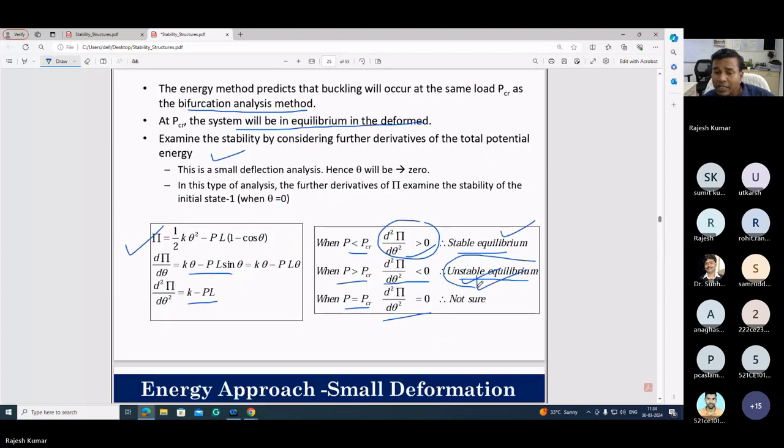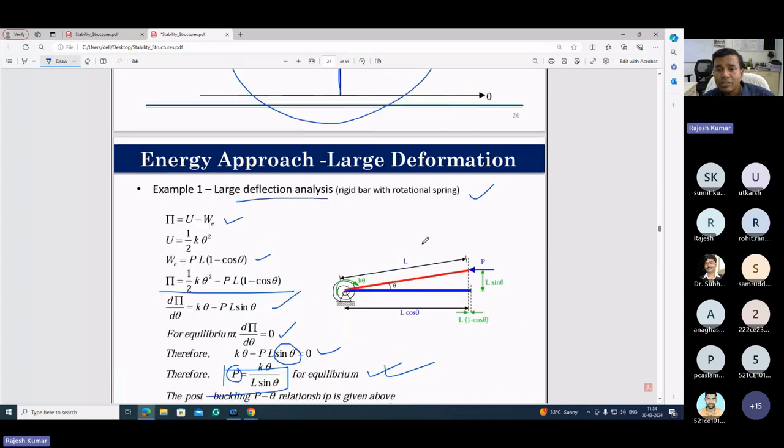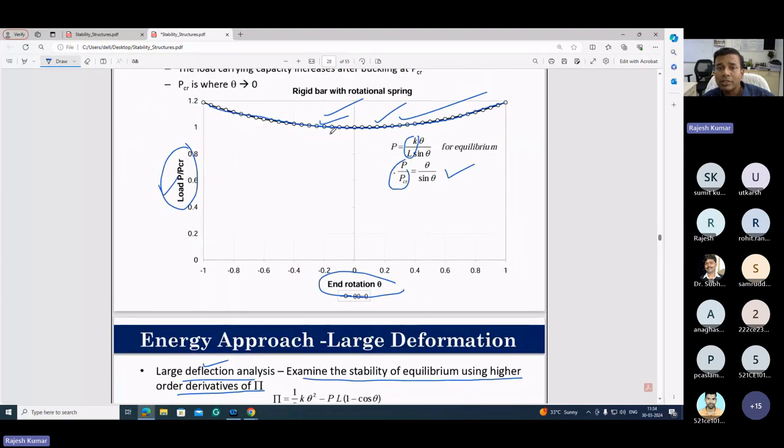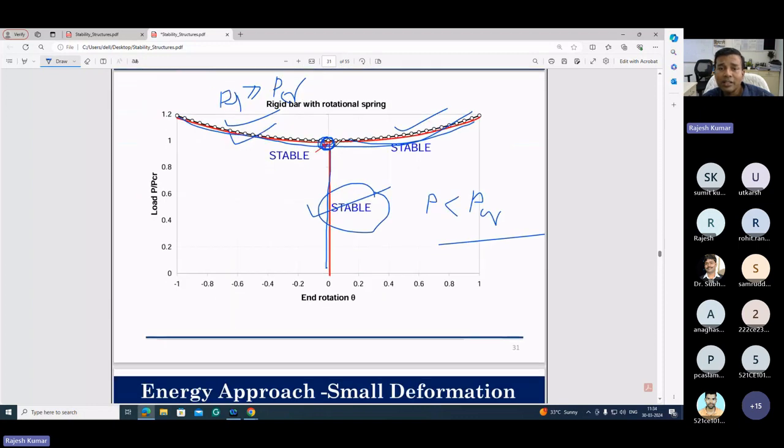According to P greater than PCR, it is unstable, but it's not like that. When you did the large deformations, what did you observe? You observe that this path is stable even though P is greater than PCR. So when P is less than PCR, a small deformation gives correct solutions, whether the path is stable or not.